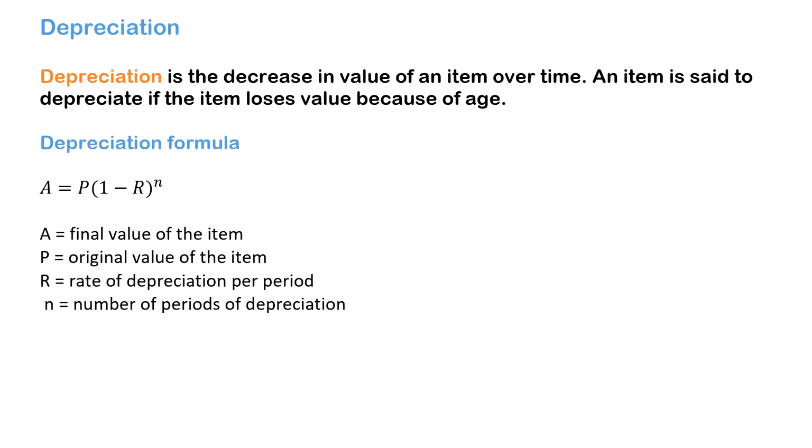Now A is still the final value of the item, P is the original value, R is the rate of depreciation per period, and N is the number of periods. So it works the same way as compound interest.